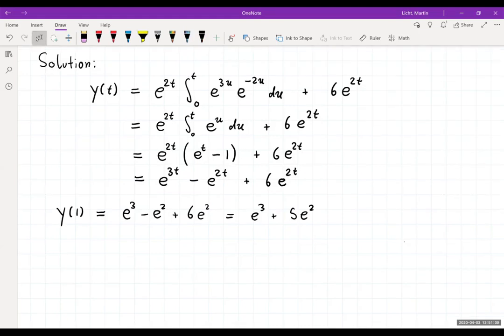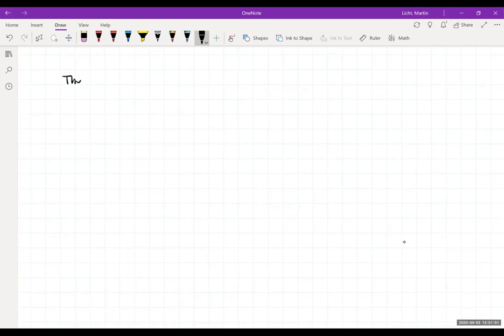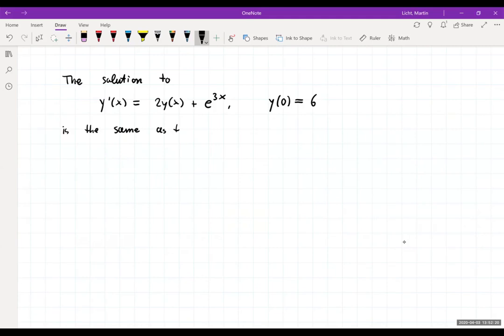And the way I interpret it is as follows, namely, the solution to y prime of x equal to 2 times y of x plus exponential of 3 times x with initial condition y0 equals 6 is the same as the solution to the following, namely y prime of x equal to 2 times y of x, the same differential equation, but this time I can fix the value at t equal 1 to be exponential of 3 plus 5 times exponential of 2.